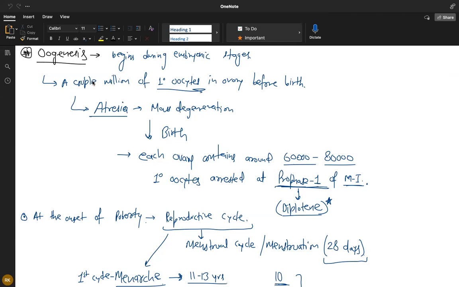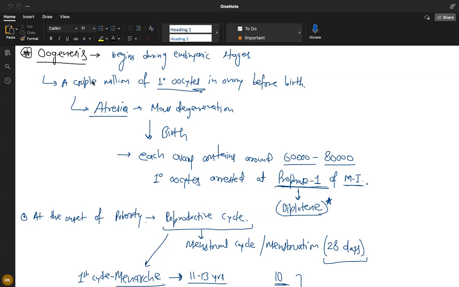When females reach puberty, that arrested phase is lifted off and the maturation begins. Then it goes through the first meiotic division, making one secondary oocyte and one polar body. You understand? And then it makes the ovum and the second polar body.